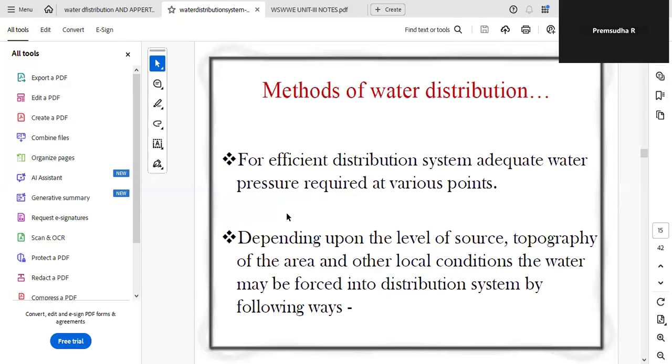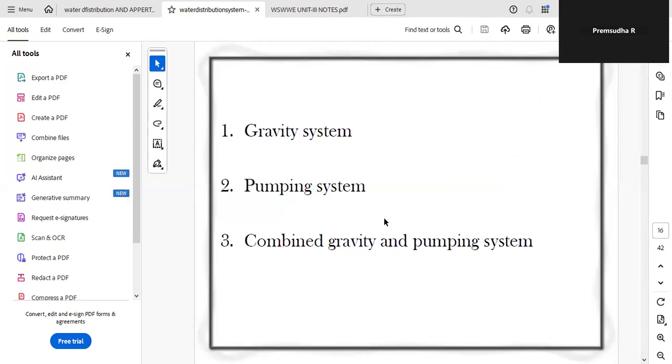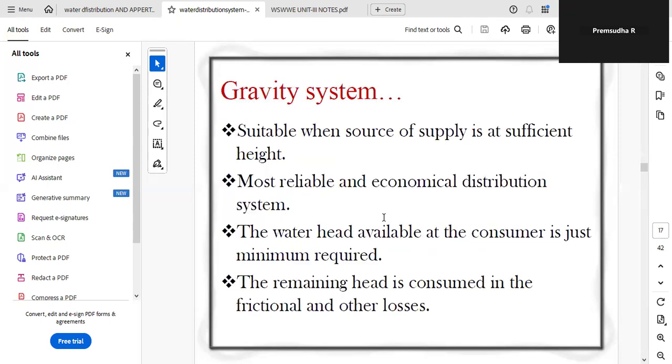Here you can see methods of water distribution. There are three methods: gravity system, pumping system, and combined gravity and pumping system. So what is meant by gravity? This system is suitable when the source of supply is at sufficient height. Most reliable and economical distribution system. The water head available at the consumer is just the minimum required. The remaining head is consumed in the frictional and other losses.